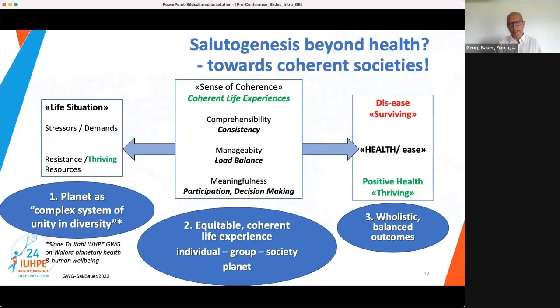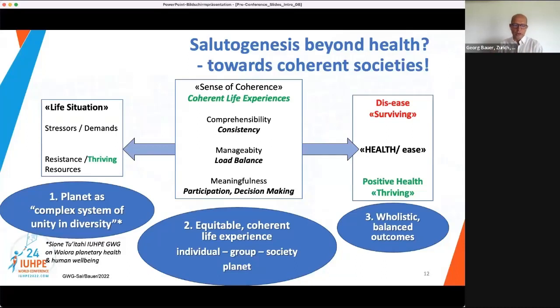Why did we choose this topic of our pre-conference today, beyond health and towards coherent societies? Exactly because we have huge challenges about conflicts, migration, planetary health, and so on. And that can only be addressed well when we look beyond health of the individual, move it up on the very left-hand side to the planet, understood as a complex system of unity in diversity. I really love that term, which has been created by Sione Tuetai from the IUHPE Global Working Group on Planetary Health, really a complex system of unity in diversity.